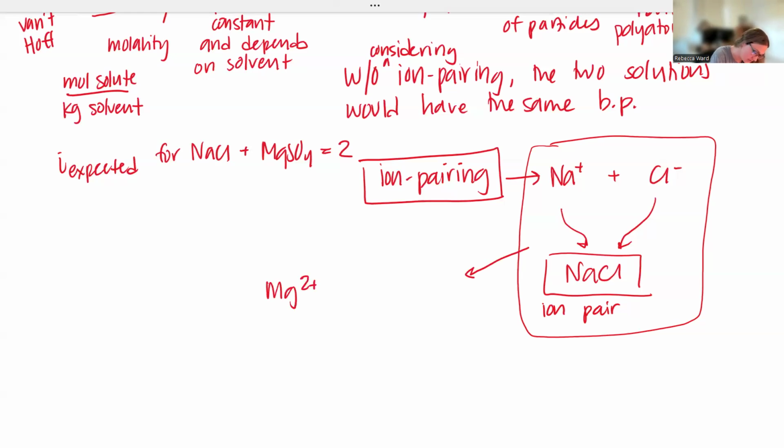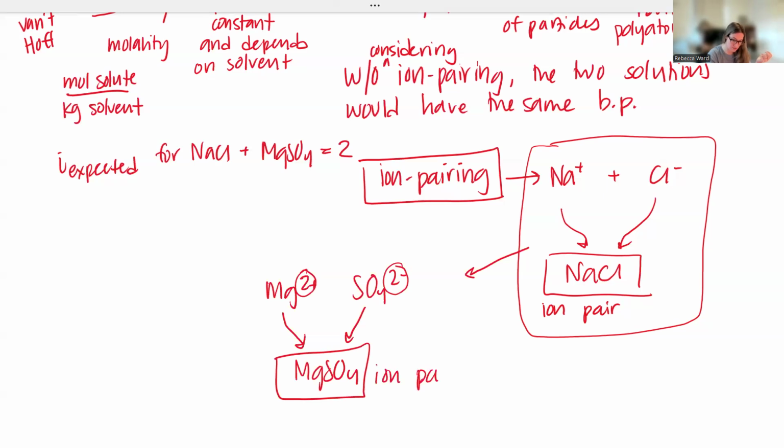Mg2+, we're going to compare Mg2+ to SO4 2-. i expected is 2, but we are thinking about how regularly these 2 will come back together to make this ion pair. That is going to happen more regularly with magnesium 2+ and SO4 2- because of these charges. Their electrostatic attraction to each other is bigger because their charges are bigger. So MgSO4 ion pairs more than NaCl because of the charges.